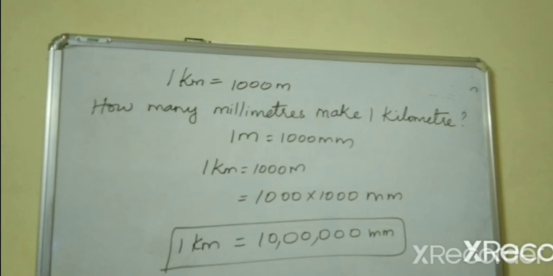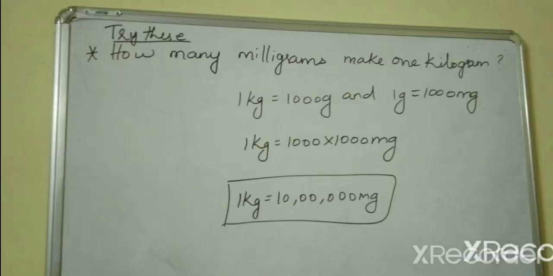Now look at this. How many millimeters make 1 kilometer? We know 1 meter is equal to 1000 millimeters, and 1 kilometer is equal to 1000 meters. So it is 1000 into 1000 millimeters. We get 10 lakh millimeters if we multiply. Multiplying means there are totally 6 zeros, so add 6 zeros. So 1 kilometer will be equal to 10 lakh millimeters.